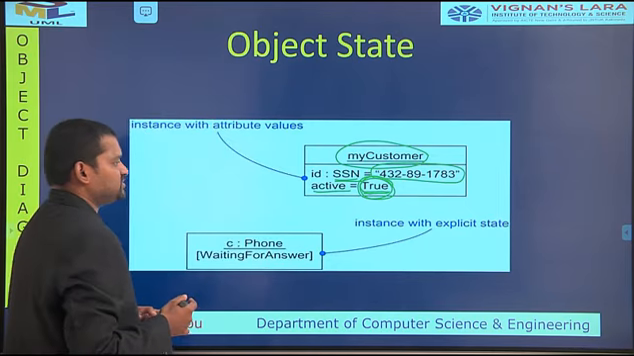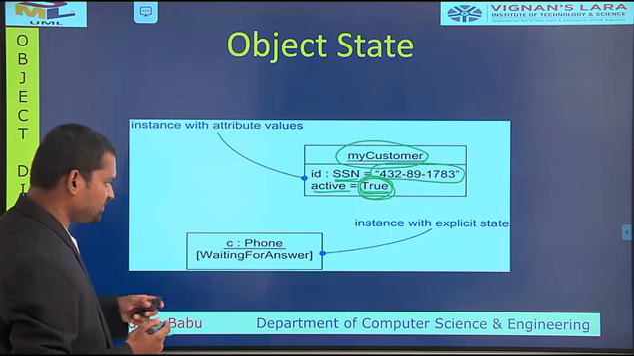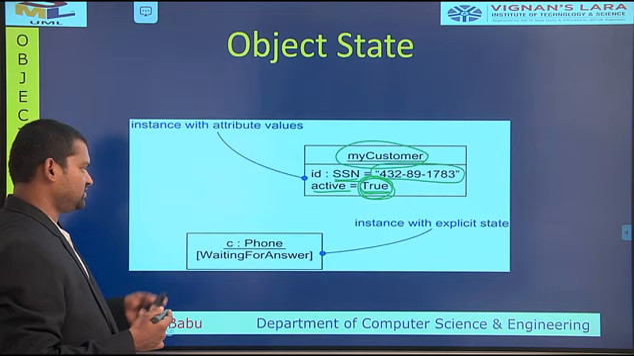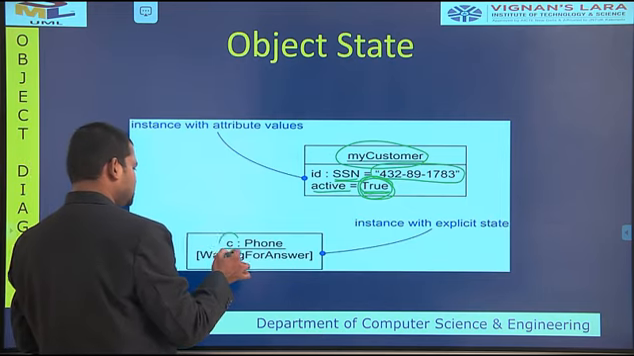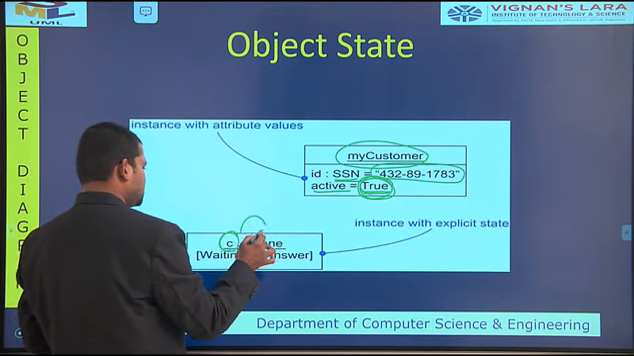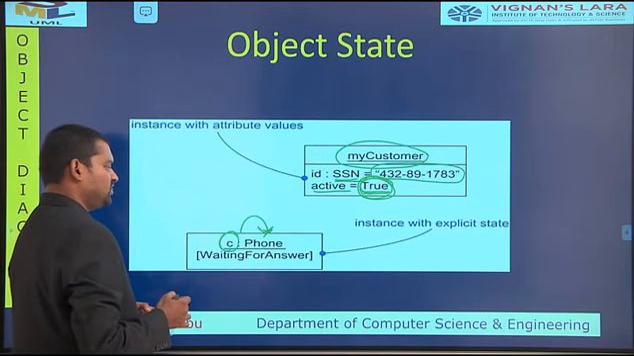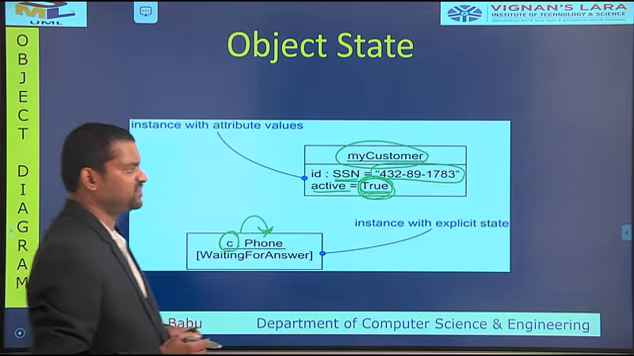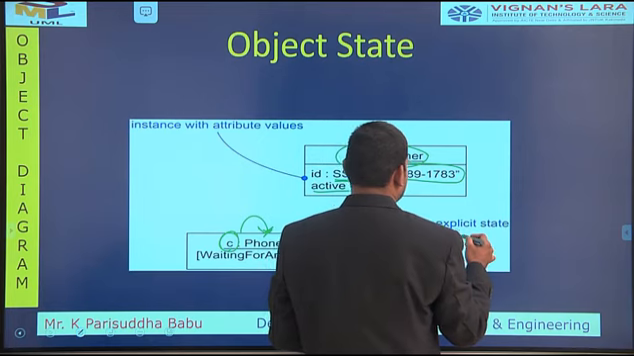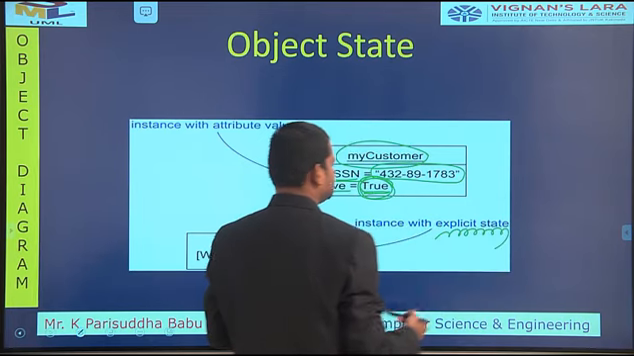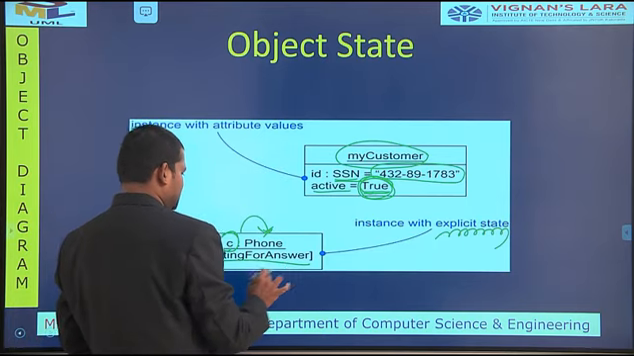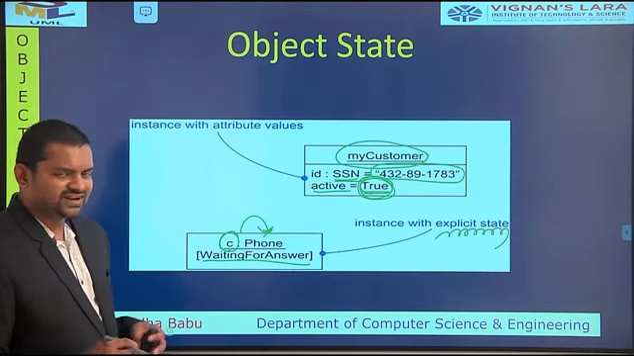Okay, instance with explicit state. How do we represent an instance with an explicit state? Like this. C is an object, and the name of this object is simply a phone, waiting for answer. You can write explicit state information with the help of waiting for answer. The phone object is waiting for answer.